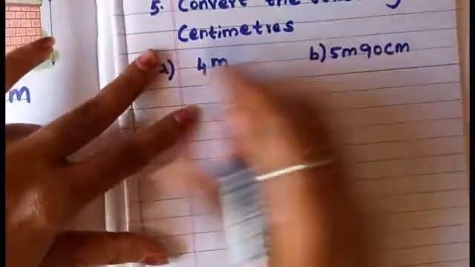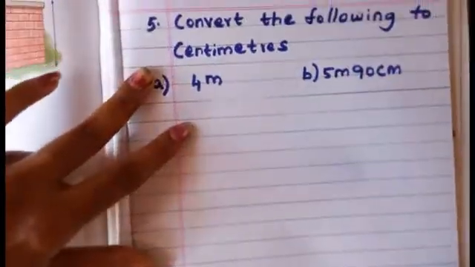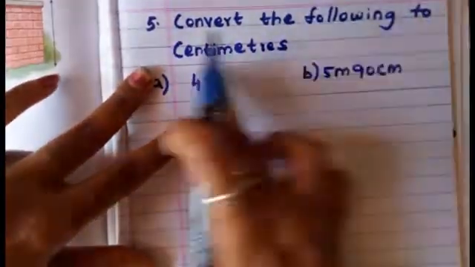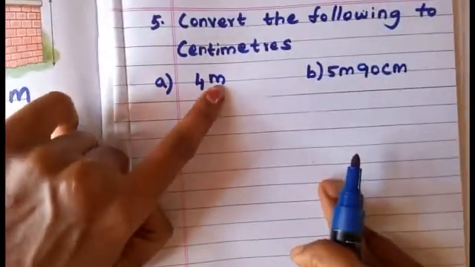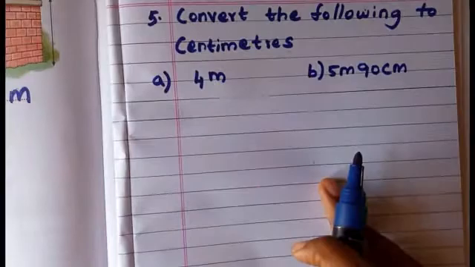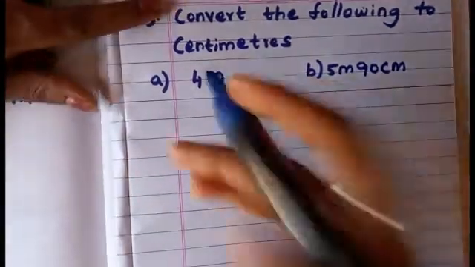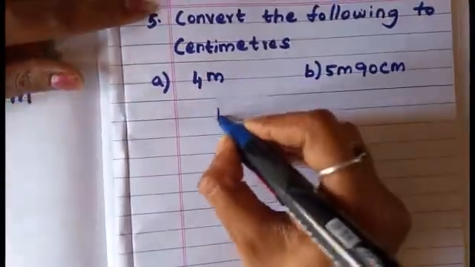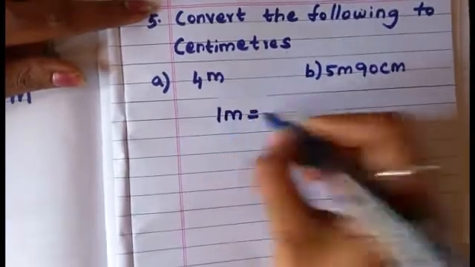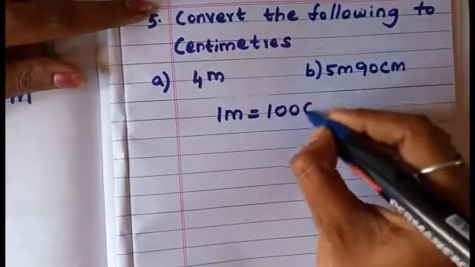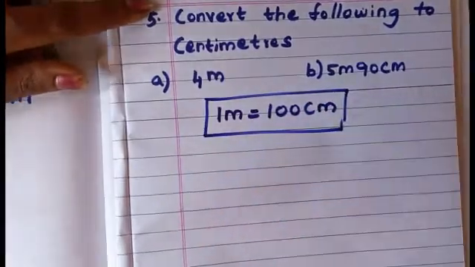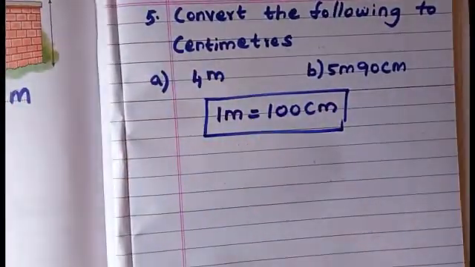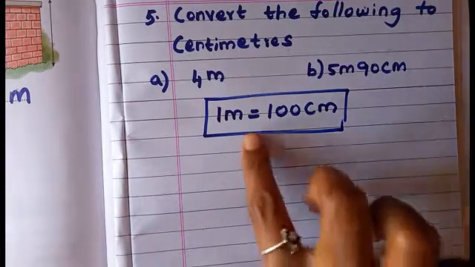Convert the following into centimeter. Fifth sum. Okay, so the question is in meter, you have to convert it into centimeter. So for that, what formula we are going to use? 1 meter is equal to 100 centimeter. Okay, so 1 meter is equal to 100.